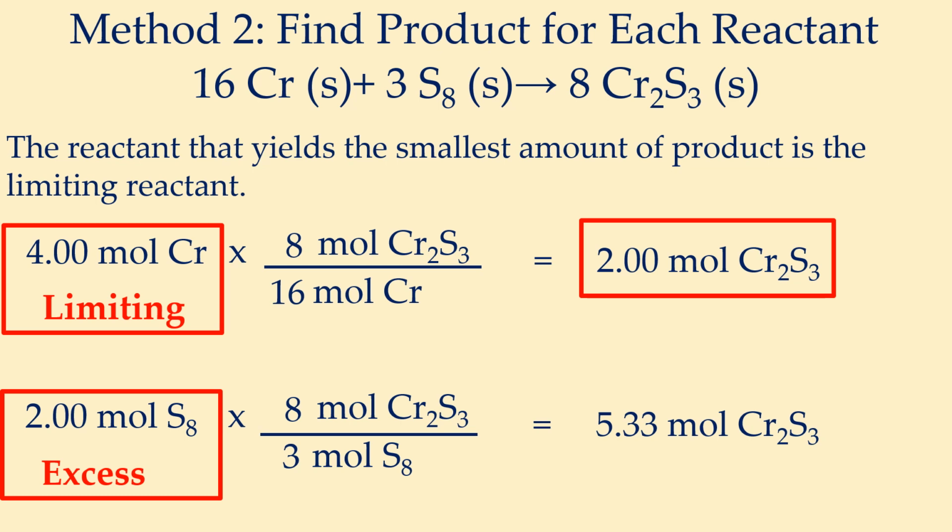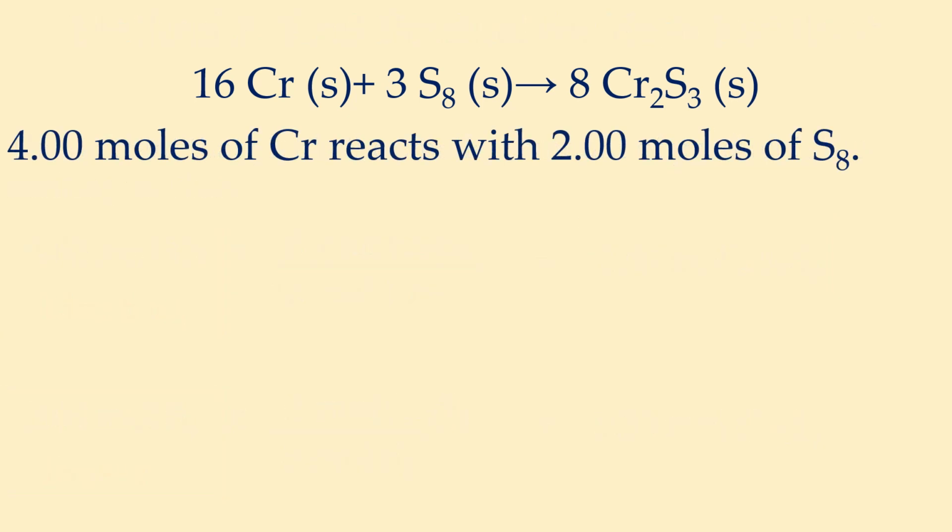This makes sense. As soon as 2.00 moles of product is produced, the chromium has run out and the reaction stops. And before concluding, a final word on the excess reactant sulfur. Let's find the amount of sulfur remaining after the reaction is complete.